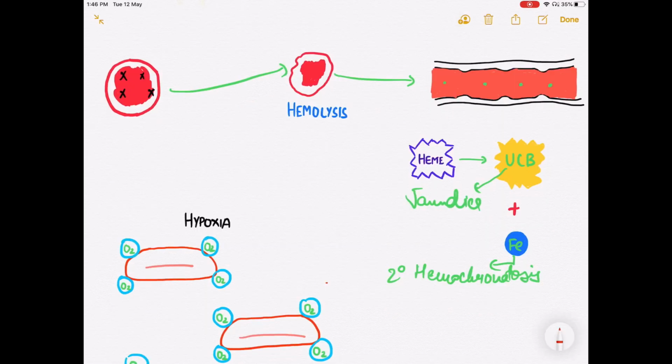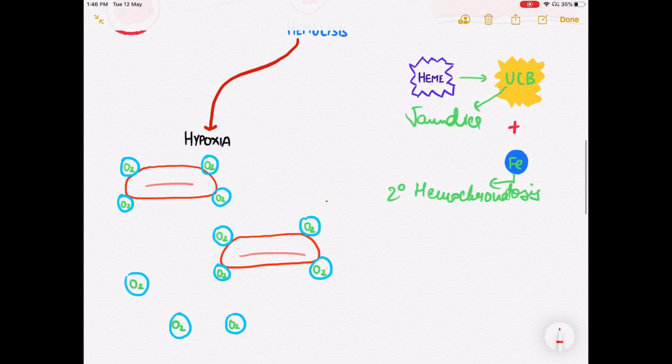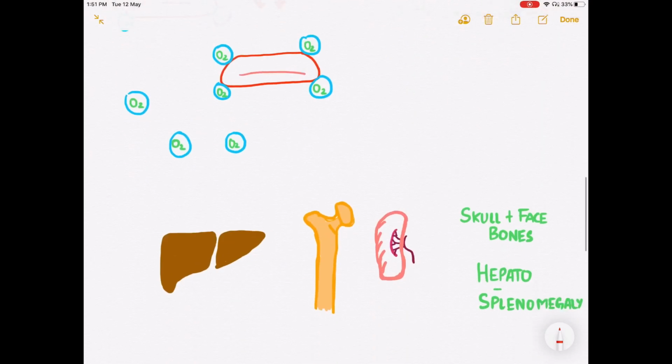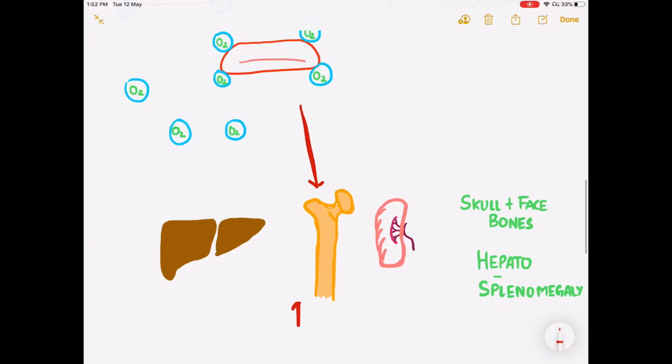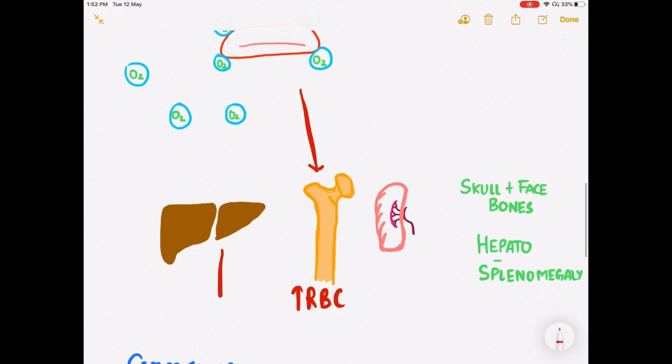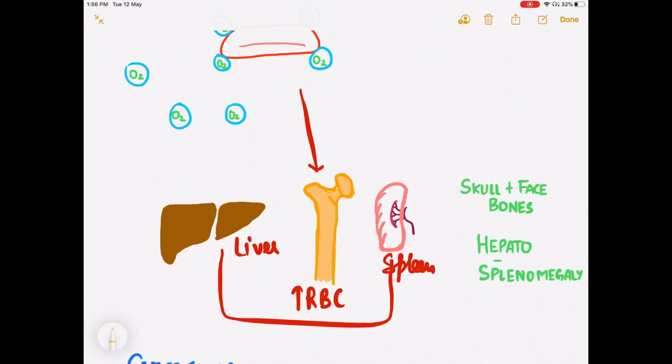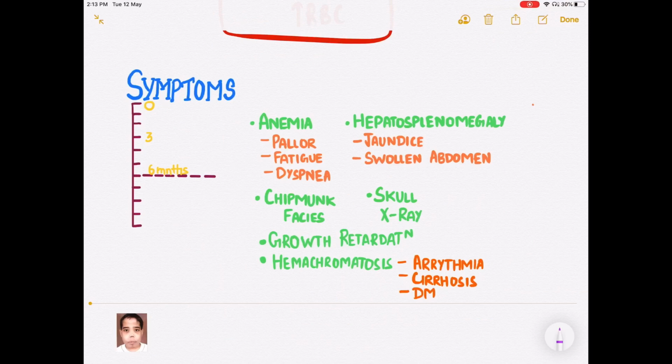This hemolysis can also cause hypoxia, as there are fewer RBC present to carry oxygen to tissues and organs. This hypoxia signals the bone marrow to increase RBC production, whereas the extramedullary hematopoiesis from sites such as the liver and spleen is also enhanced. And this excessive RBC production causes enlargement of the marrow-containing bones of the skull and face. It also causes hepatosplenomegaly.